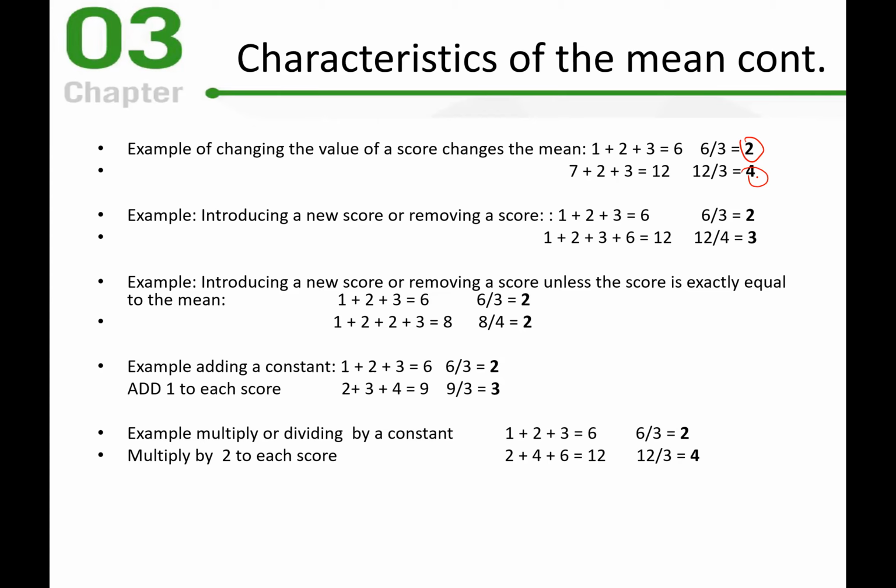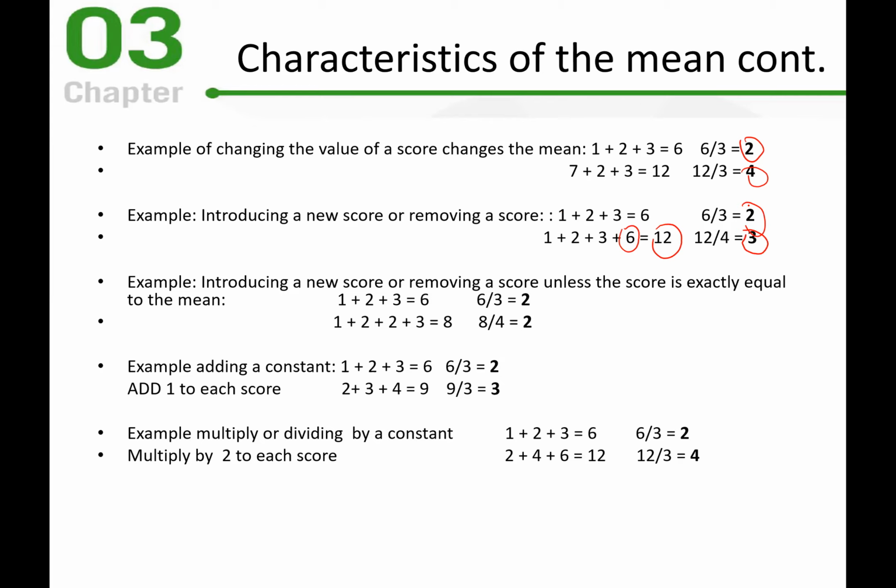All right. Another one is if we introduce a new score, or remove a score. So let's say I still have the 3 scores, 1, 2, and 3. So that equals the mean of 2, right? But now I introduce a new score. If I introduce a new score, that is going to change the mean, right? So I had 1, 2, and 3, but now I added a 6. So now the sum of the scores equals 12, and the mean is now 3, which is different from 2. So the mean has changed.